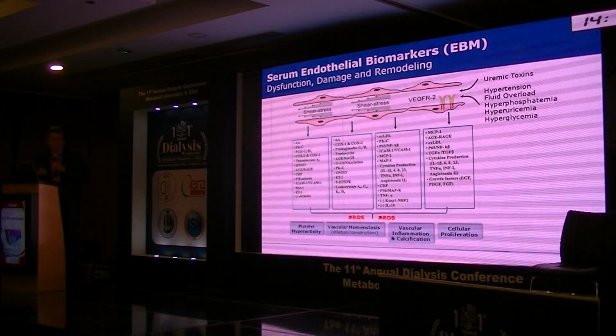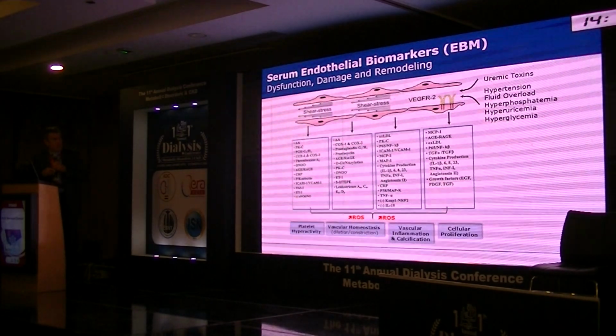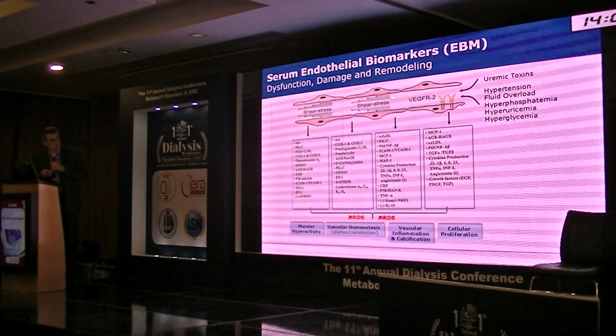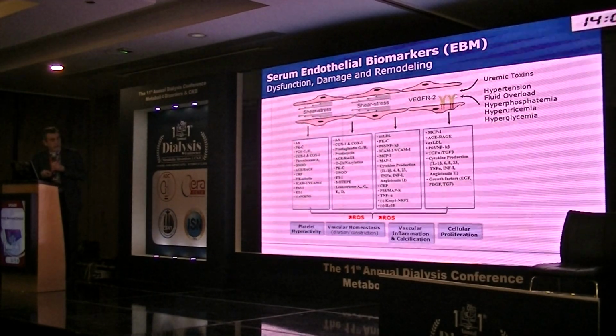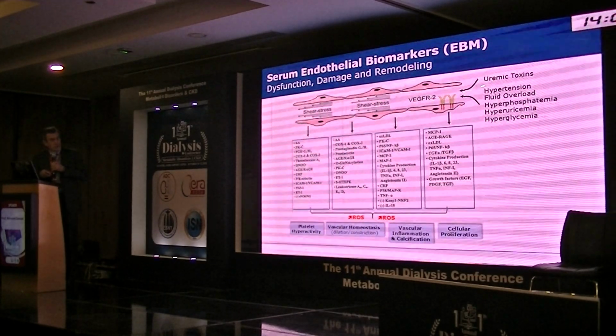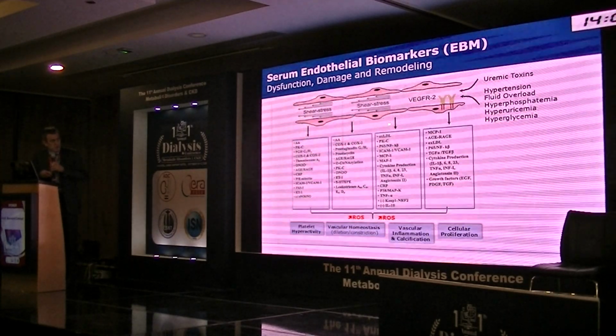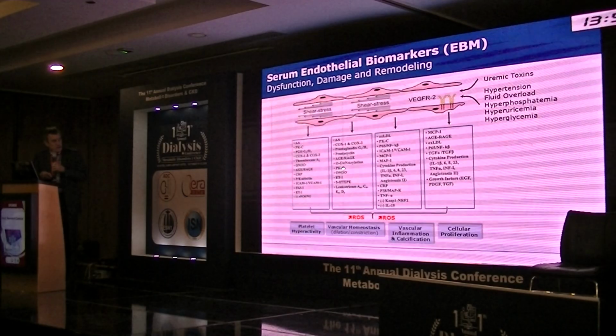On the other side, if you look at the vascular system, you know that the first element to be in contact with the blood is the endothelium. And as soon as you get something wrong, either from a uremic toxin, hypertension, or fluid overload, you are stimulating the endothelium and it releases a lot of markers.